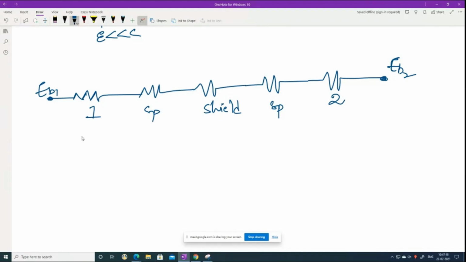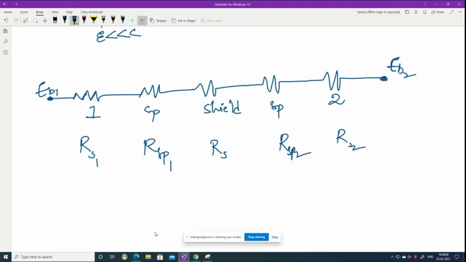This is what you will get. RS1, surface resistance, you will have here, RS2, surface resistance, you will have here. You have R space 1, and this is R space 2 you will have here. And what will this be for the shield? Shield is a surface. So you can write R surface.